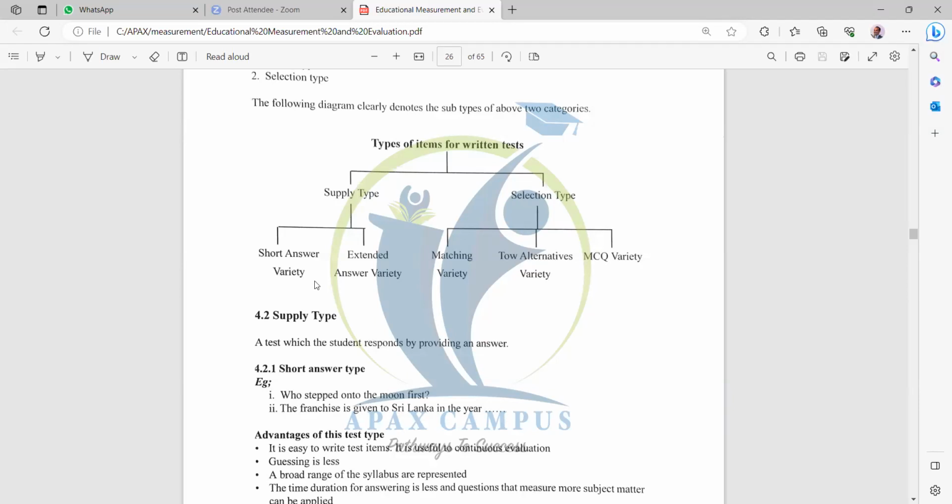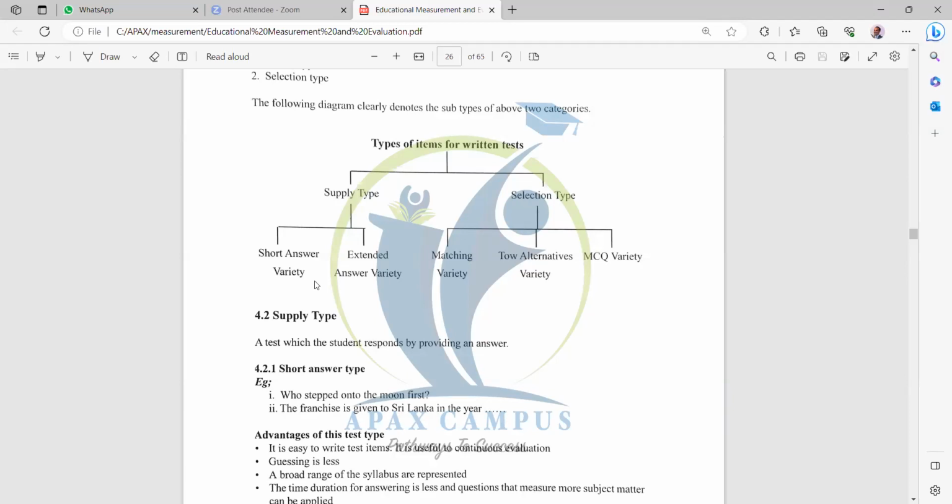On the other side, we have selection type matching variety. You must have seen questions like in the primary grade students. You give a set of pictures. On the other side, we give a set of names, nouns. So match the correct picture with the correct noun, correct word. That is an example for matching variety.